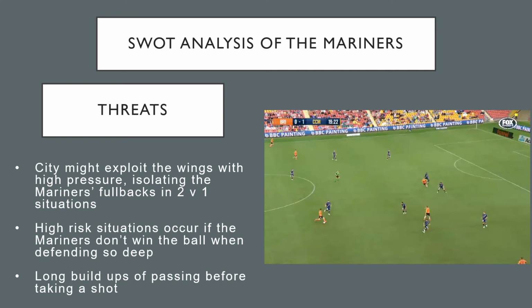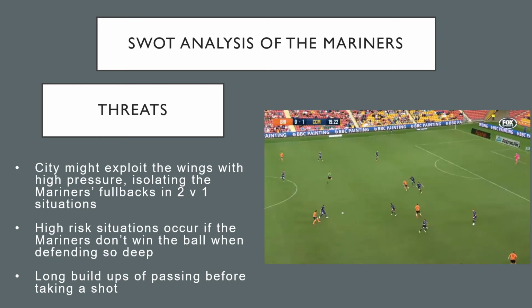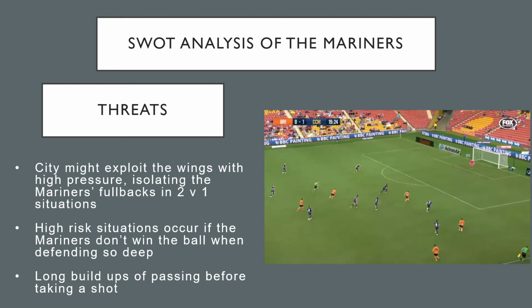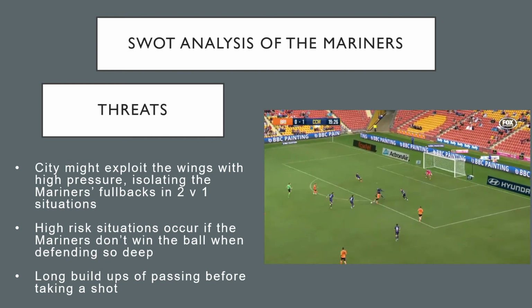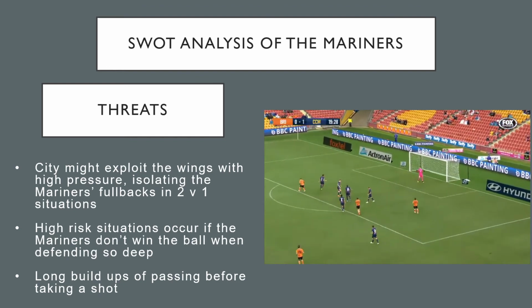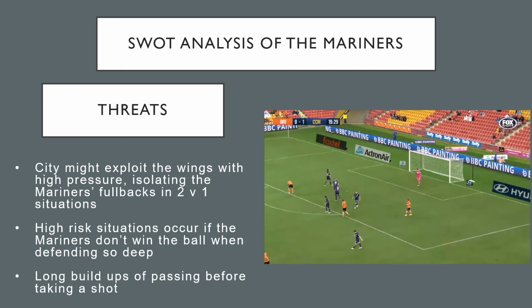Alternatively, with the Mariners often relying on winning the ball back in their defensive third, as shown in this example, if they are unable to win the ball in that position, it creates a high-risk situation so close to their goal.